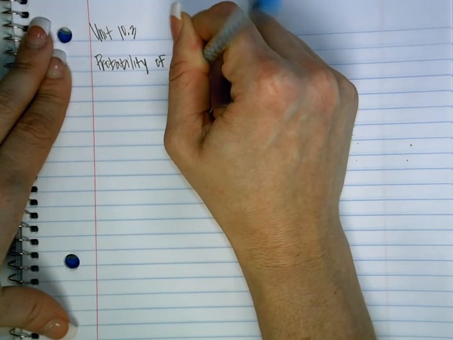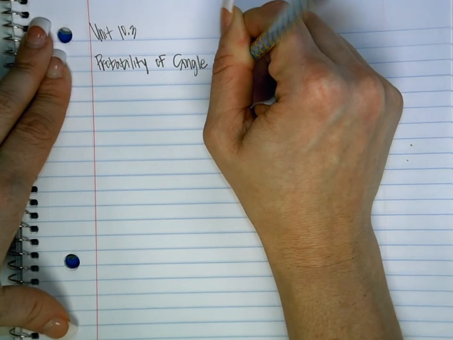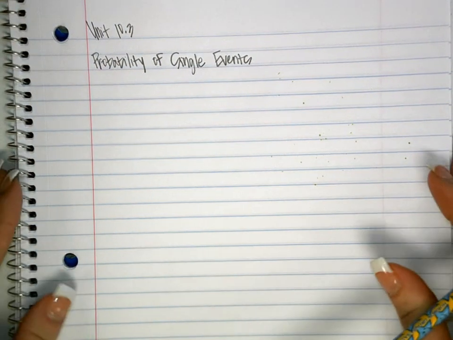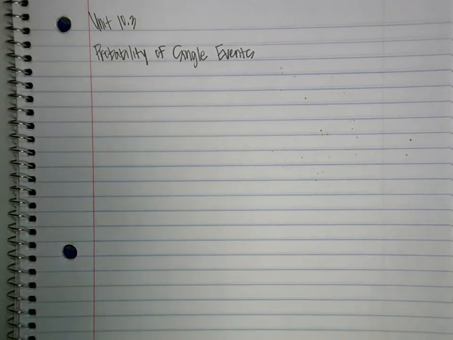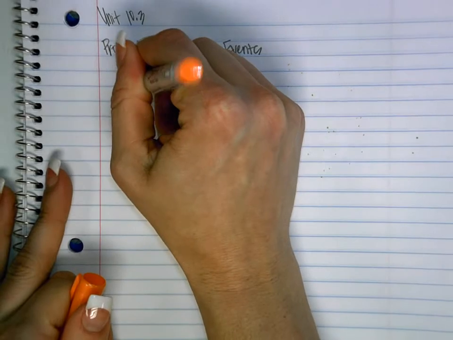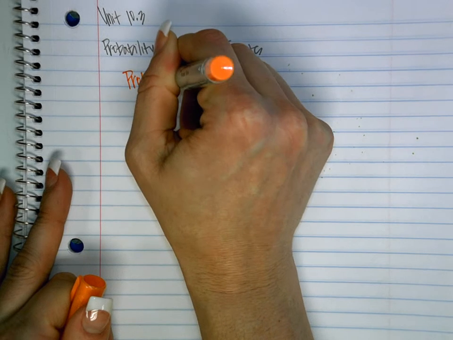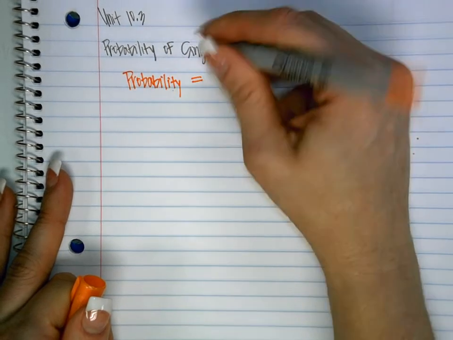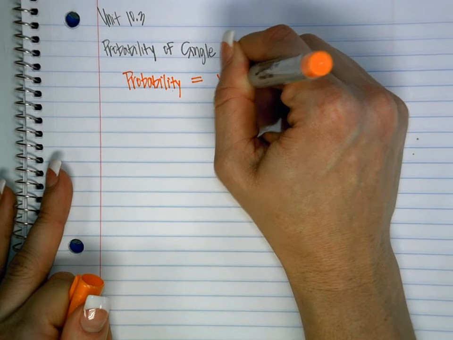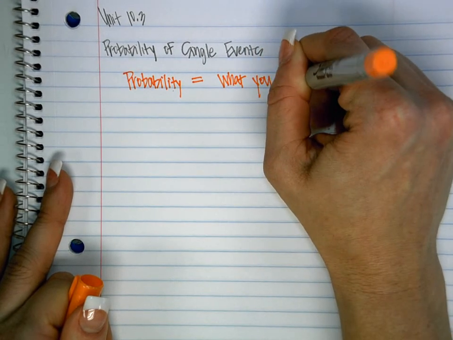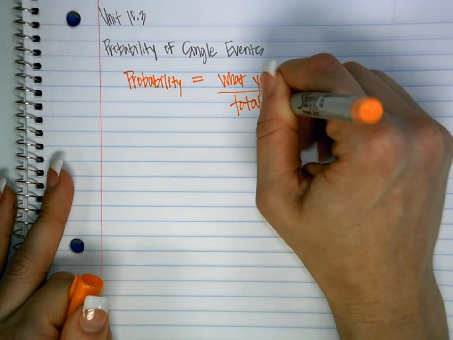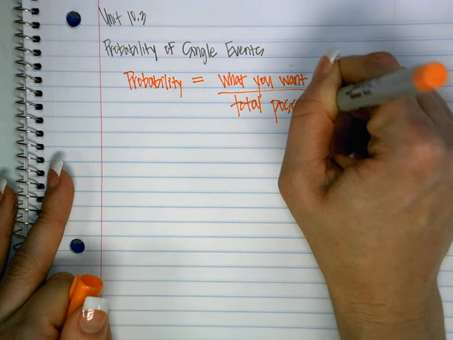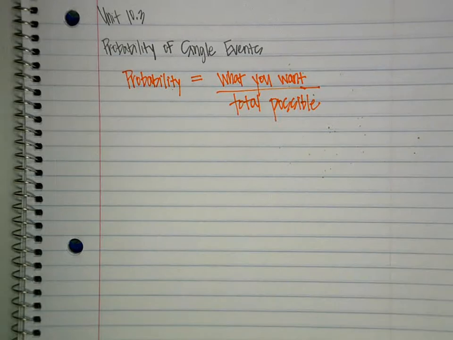Okay, the first part of what we're going to do today is probability of single events. The probability of one thing happening. First thing you need to know is that probability is equal to what you want happening divided by the total possible outcomes.